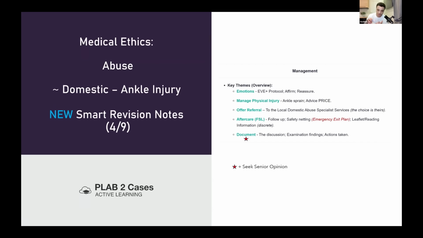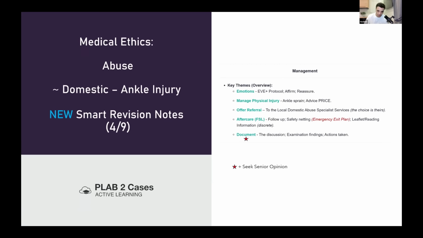So we address it by obviously taking history, which you did, but also examining it, seeing if there are any indications for an ankle X-ray, because it could be a fracture, but in this case there isn't. So you can advise that an X-ray is not needed, and you could advise PRICE, but do it quickly, and then move on quickly to the real issue that you need to manage, right? Yeah, you referred me to social services, which is good.